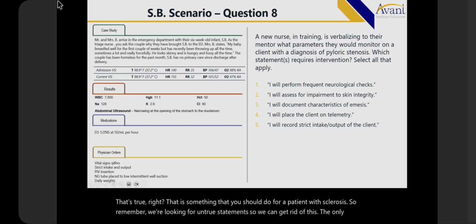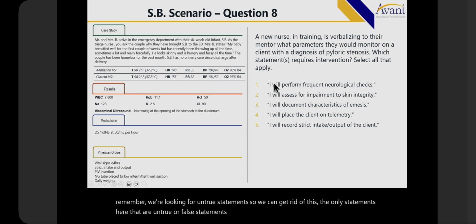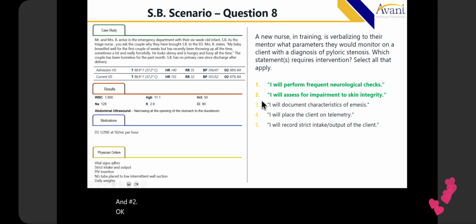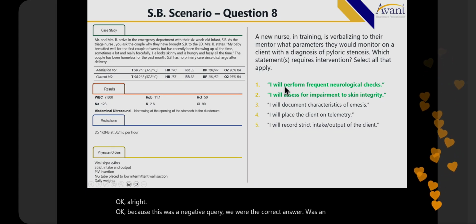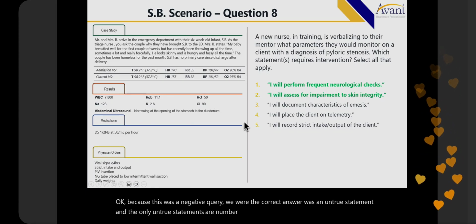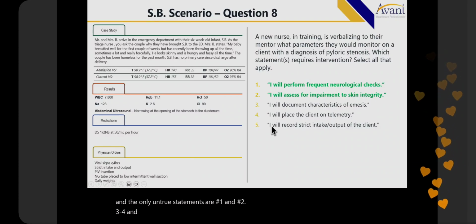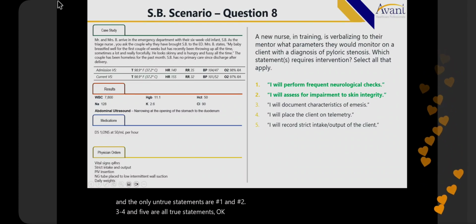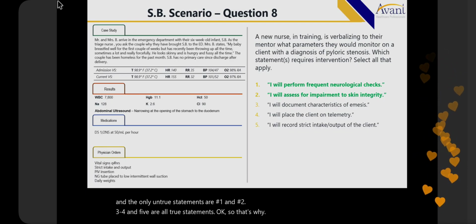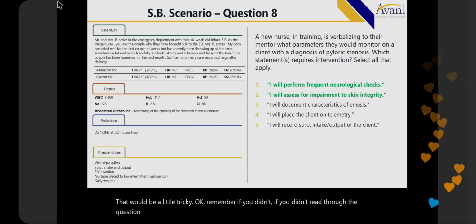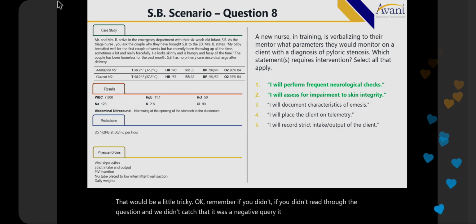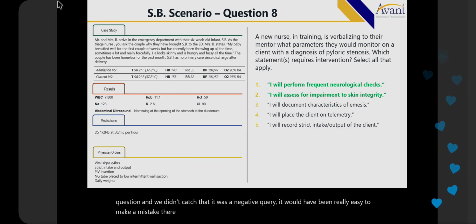The only statements here that are untrue or false statements are number 1 and number 2, okay? Because this was a negative query, the correct answer was an untrue statement, and the only untrue statements are number 1 and number 2. 3, 4, and 5 are all true statements. So that one got a little tricky. Remember, if you didn't read through the question and didn't catch that it was a negative query, it would have been really easy to make a mistake there.